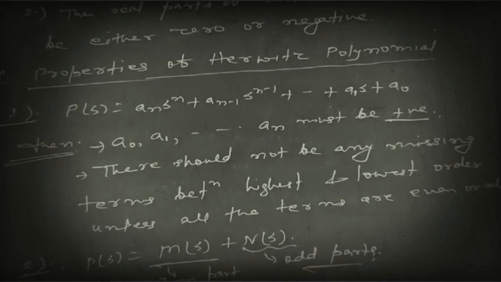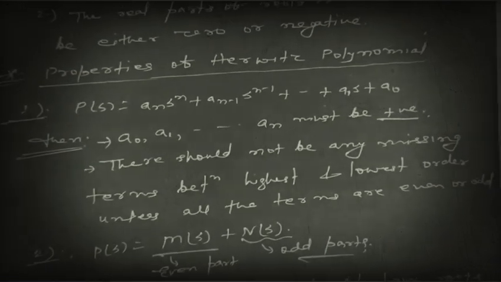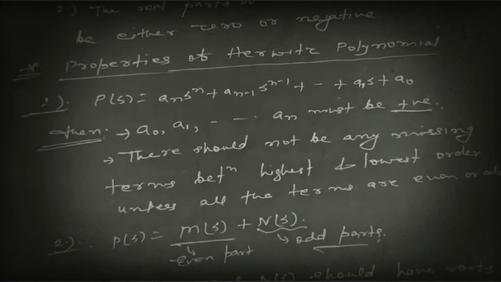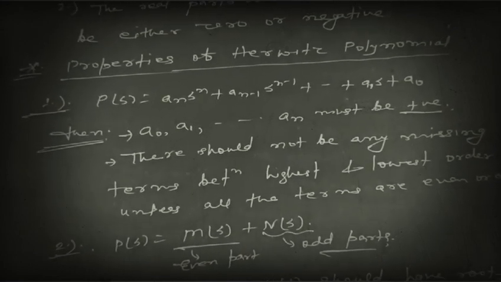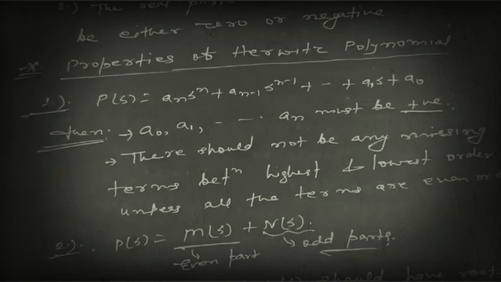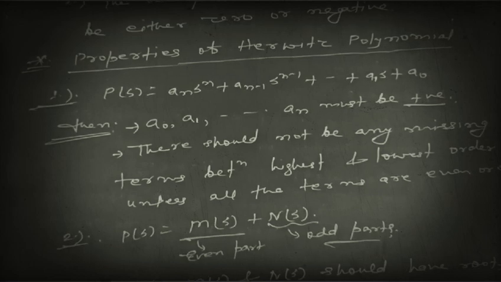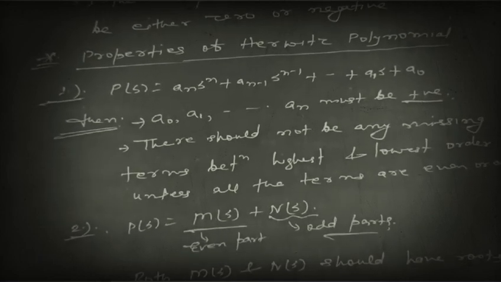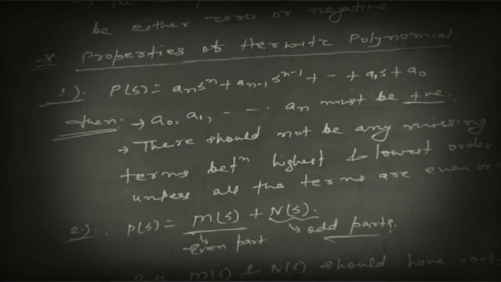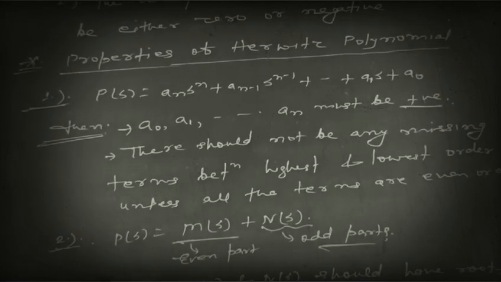Second thing is, there should not be any missing terms between the highest and lowest degree unless all the terms are even or odd. It means what? Suppose our polynomial starts with s to the power 5 and ends at s squared. There should not be any missing term between s to the power 5 and s squared. That means for s to the power 4 and s to the power 3, we should have real and positive coefficients.